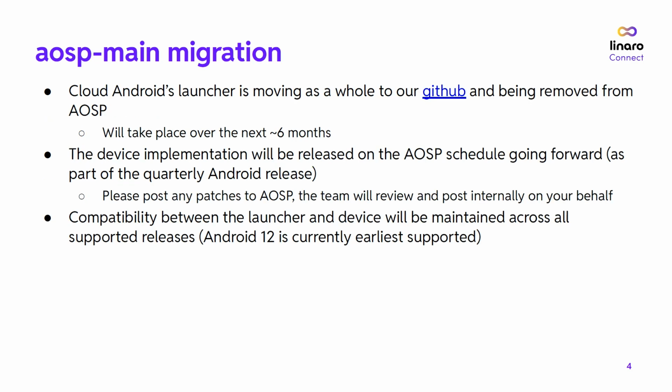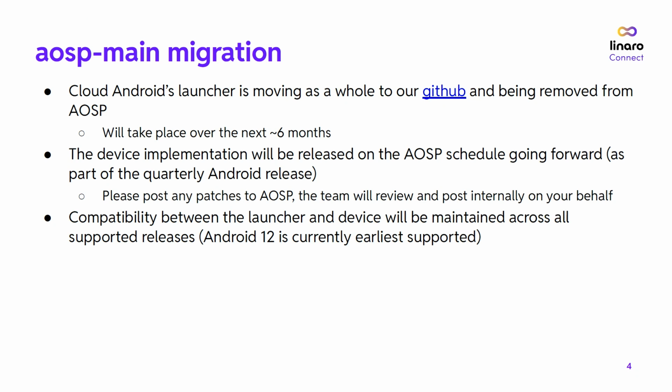With regards to the migration off of AOSP main, given that Cuttlefish is being used quite extensively within the automotive community and a number of our external partners, it doesn't make sense for us to maintain that posture with the rest of the platform. So we've split our dependencies and started moving them out of the platform where possible. The actual device implementation is staying on Android and will get released on a quarterly basis, but our launcher is moving to GitHub, and that's going to happen over the next 6 months.